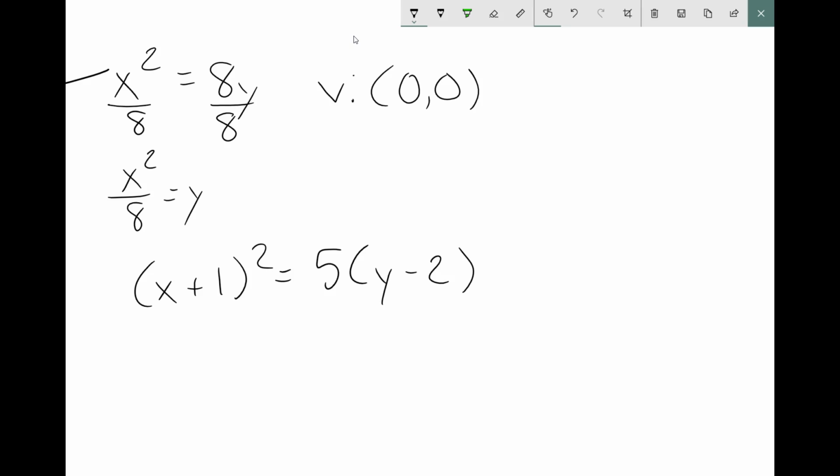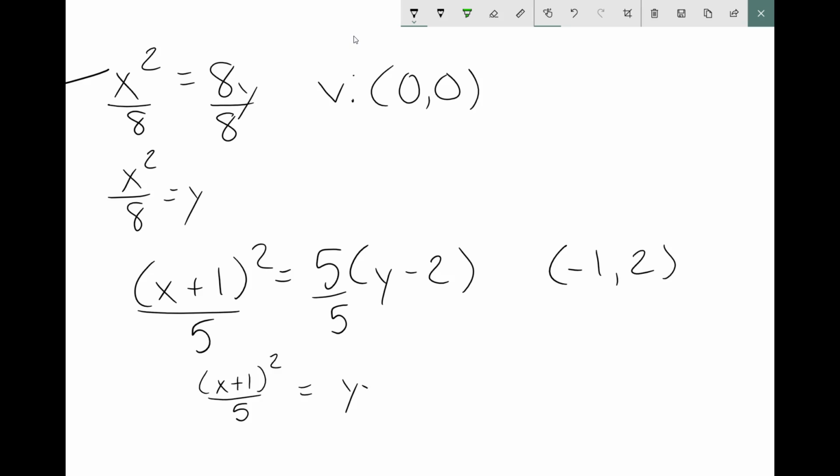So again, remember to be able to find your vertices and all that good stuff. For this one, we only use h and k. So this one would be (-1, 2). So that's where you always start, those vertices. But to solve for this one, we want to get y by itself. So I'm first going to divide by 5. So I have (x + 1) squared divided by 5 equals y minus 2. And the last step we need is to add 2 to the entire problem.